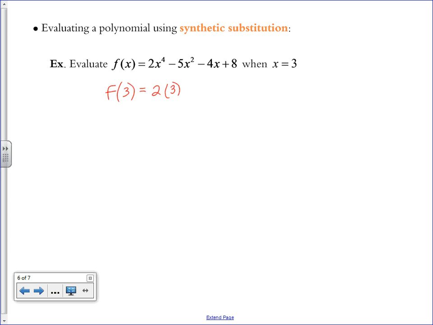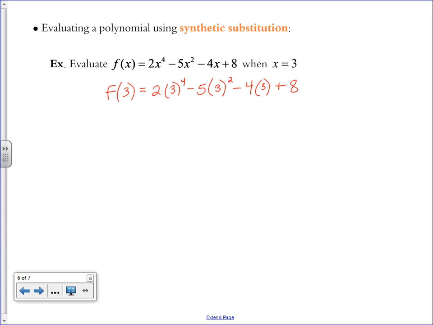I'm showing this example, but I don't want us to use this method after today. This is called direct substitution. It's the first way you'd ever learn substituting into a polynomial function or any function. Replace all your x's with a 3, and then evaluate. But there's a shortcut called synthetic substitution.